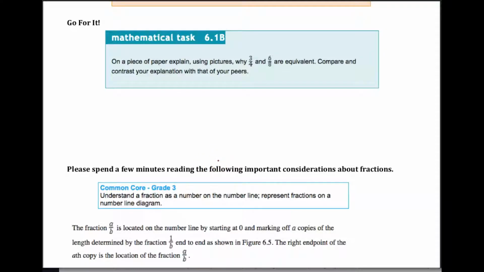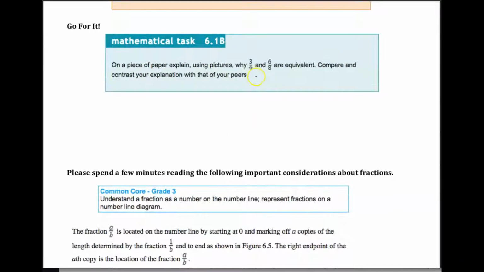Now that we're back, let's take a look at this question here of equivalent. I want you to think about why 3/4 and 6/8 are equivalent. If we were in class, you'd be able to compare that with other peers. But think about that before I show you my answer. Take a quick pause, think about that.